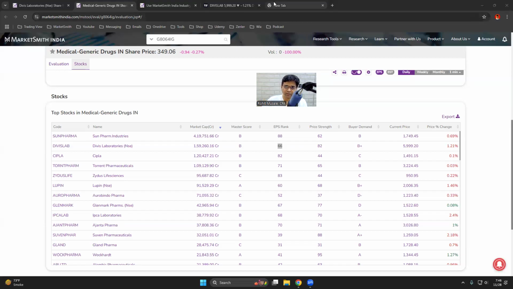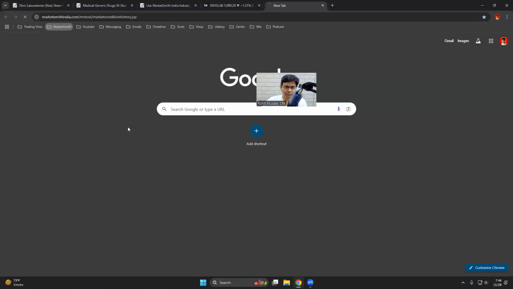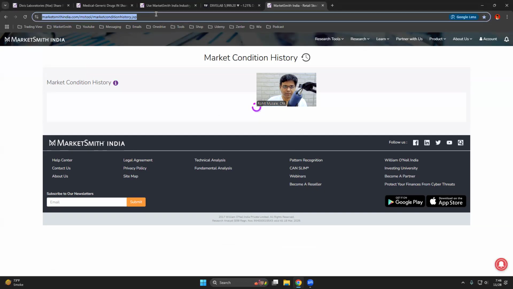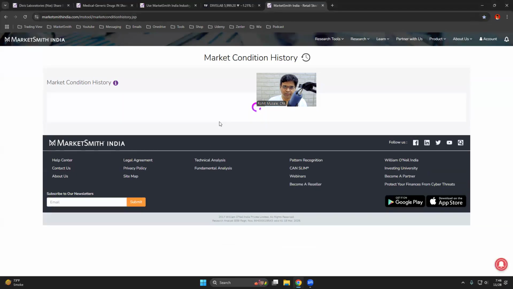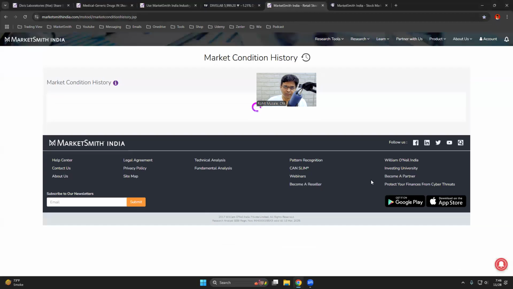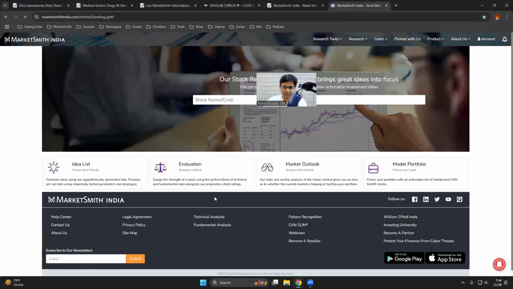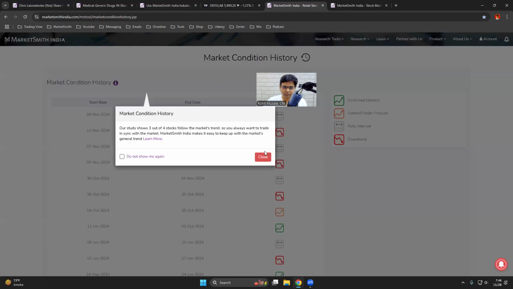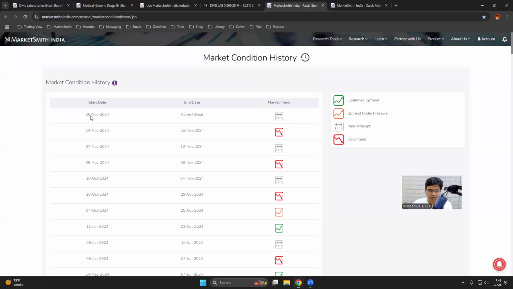Another reason is if you look at market conditions, this is the market condition history. Let it open. I don't know why it's taking time. But anyways, let us go to MarketSmith homepage. They give you the details there. Yeah, see, it says it's a rally attempt. Rally attempt means what? Okay, this has opened now. See, from 26th November till current date. So today is 28th of November. So the market trend is in this stage. So this is called rally attempt. So this is going sideways.